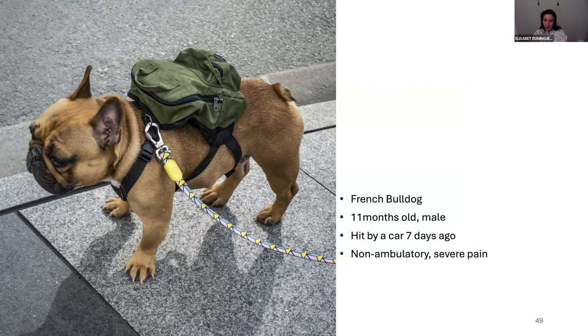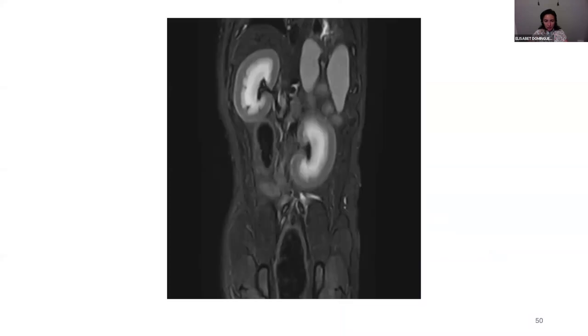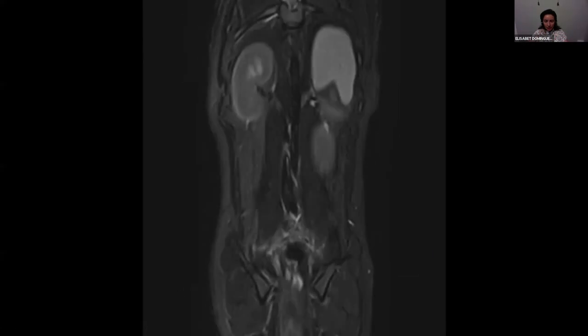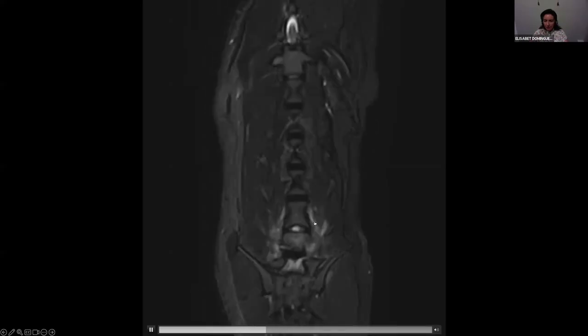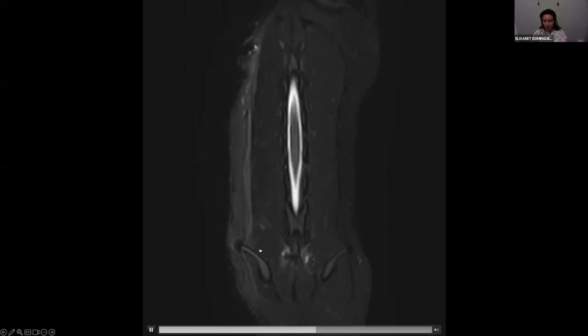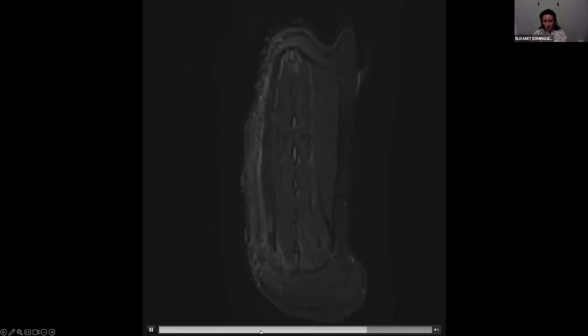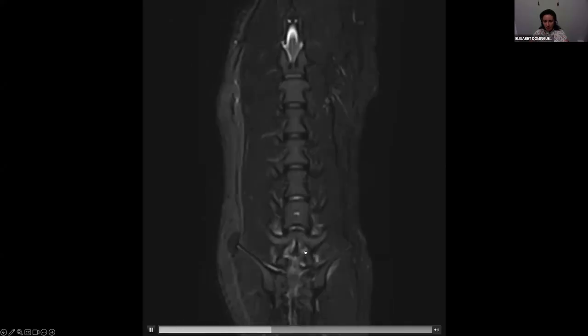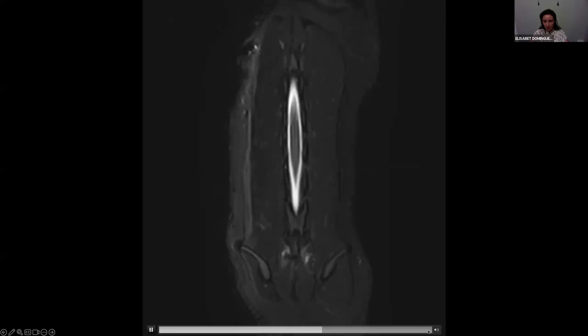Another example is this dog that was hit by a car 7 days ago and was non-ambulatory with severe pain. If we look at this dorsal scan in STIR, we see already that there are a lot of changes in the caudal part of the lumbar vertebral column, mainly in the lumbosacral region. Okay, so here we have the most caudal part of the vertebral column.